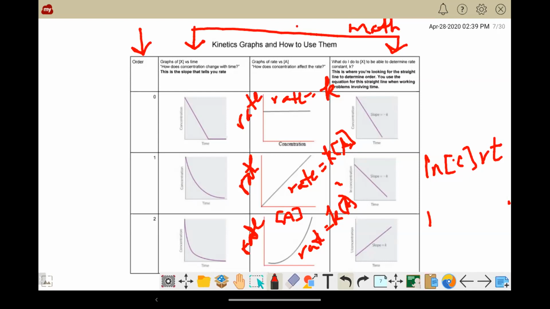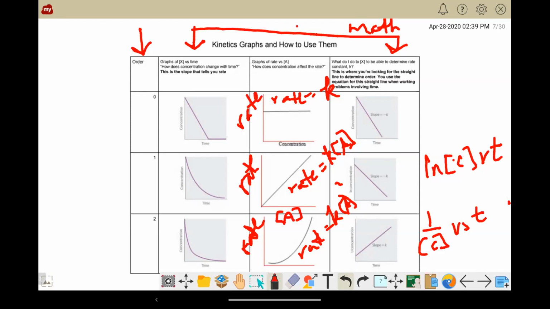If we graph the reciprocal of the concentration versus time, and we get a straight line graph, then that tells me that the reaction is second order with respect to that reactant. And the slope is K, because the slope of that graph is already positive. You don't have to change the sign.